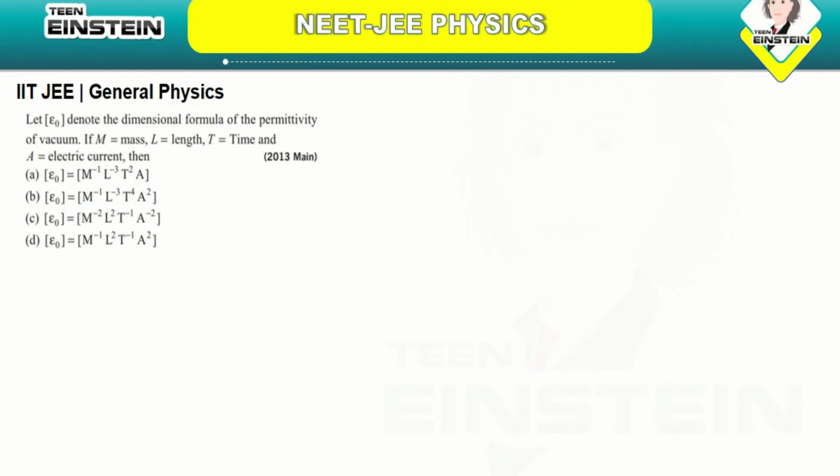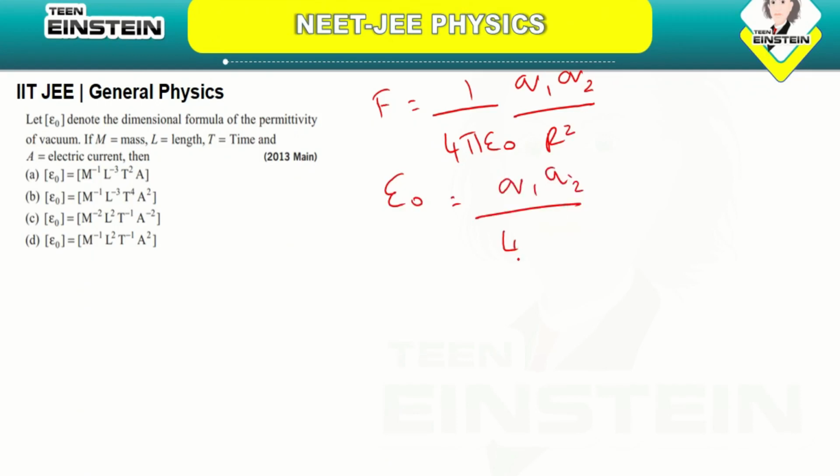Okay. So, from Coulomb's law we know that F is equal to 1 by 4 pi epsilon naught Q1 Q2 by R square. So, epsilon naught will be equal to Q1 Q2 by 4 pi F R square. So, substituting the units, we have epsilon naught equal to C square by N m square. So, for Q it is C and force into R square is Newton meter square. So, you are substituting that.